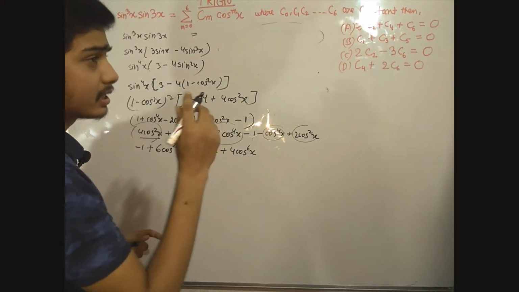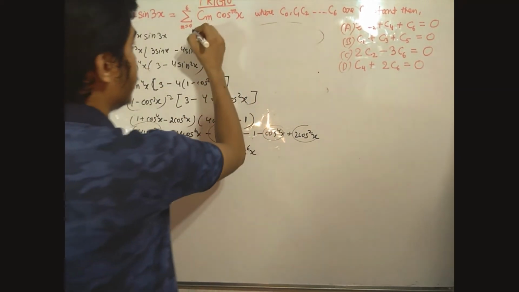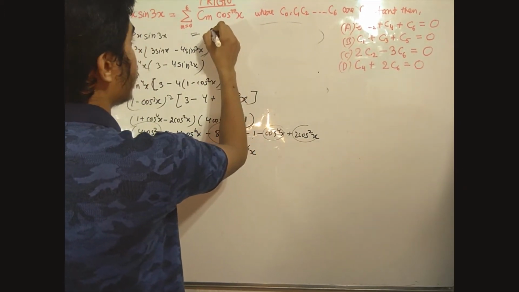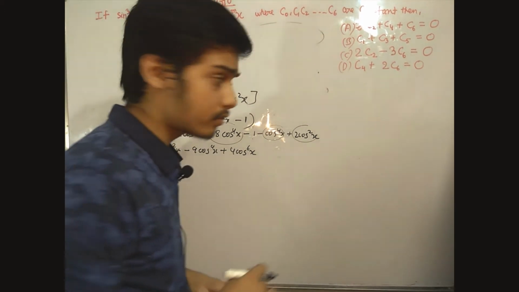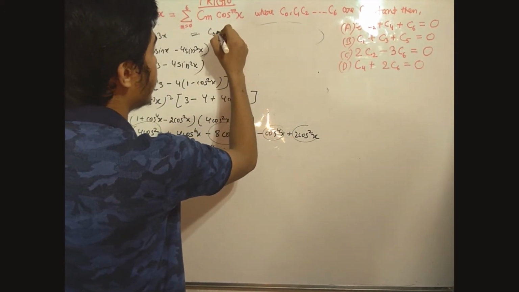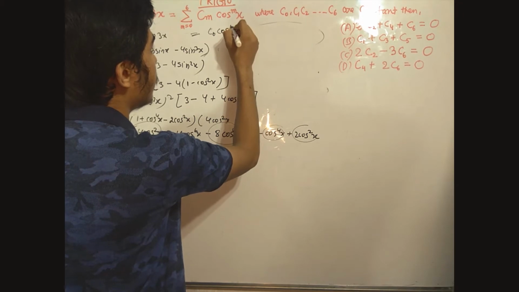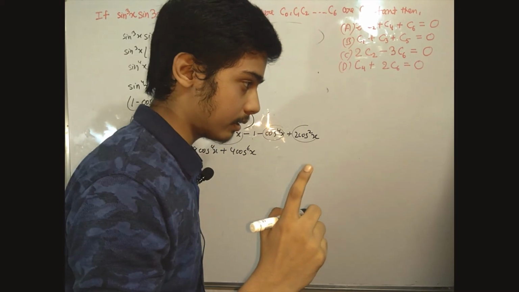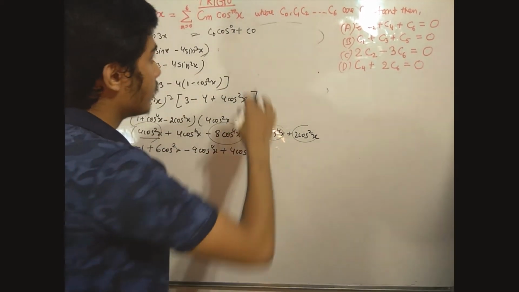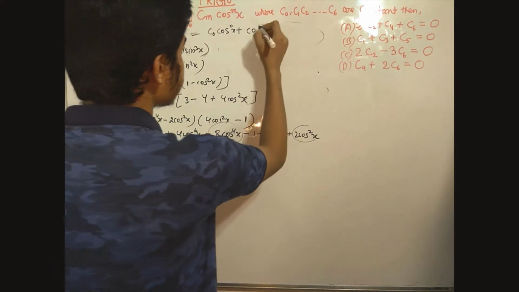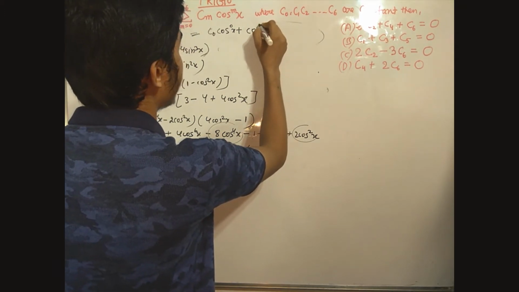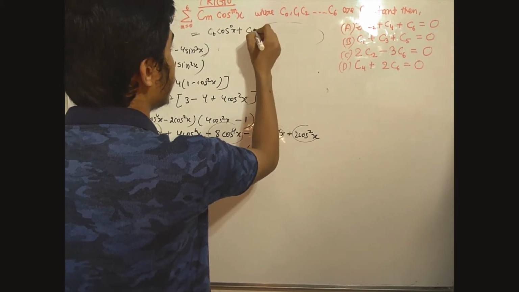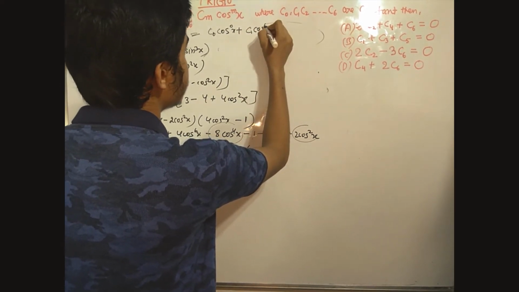So let's do it. In case you are not understanding, just listen to me carefully. Firstly, we'll put the value of 0. After putting the value 0, we'll get C0 cos to the power 0x plus. Now we'll put the value 1, and we get C1 multiplied by cos to the power 1x.